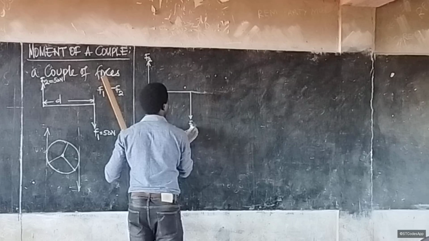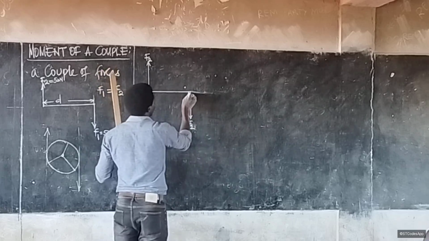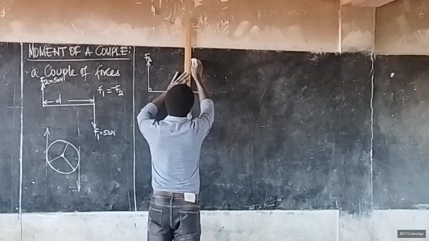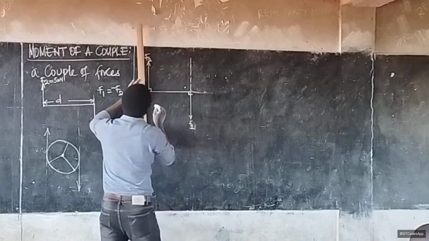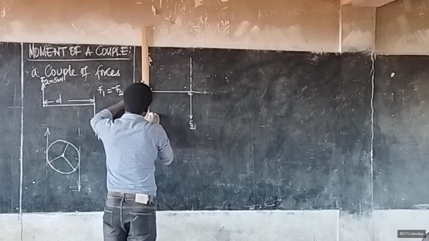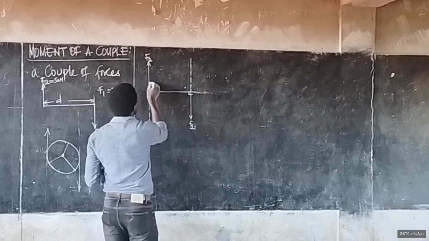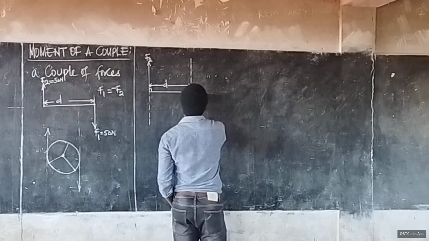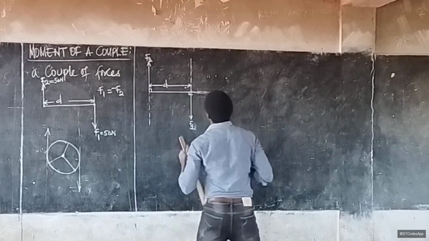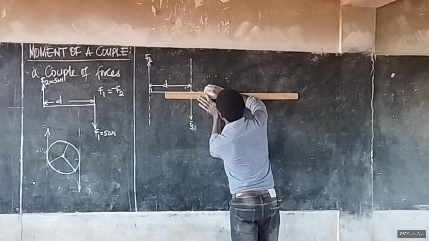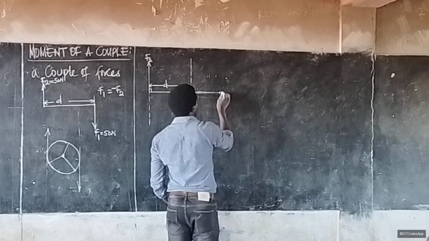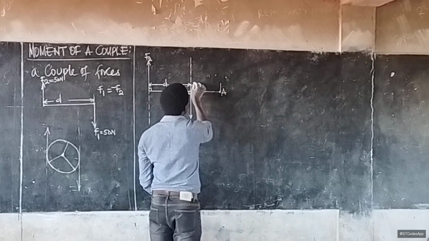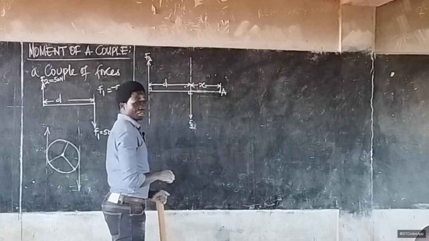This is F1. This is my F2. The line of action of this one will be that. That's its line of action. The line of action of this one will be along that. So let's say the distance here is D. Let's have a turning point. We are going to have moment about some other point. Let me call this point A, and let me call the distance here X meters from point A, like that.